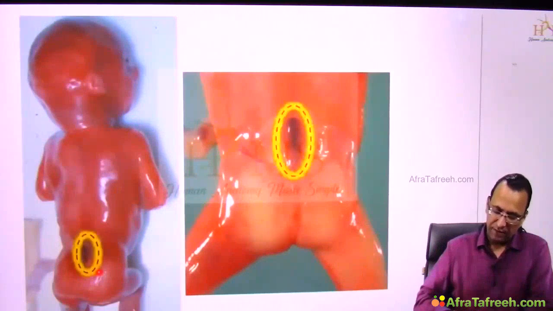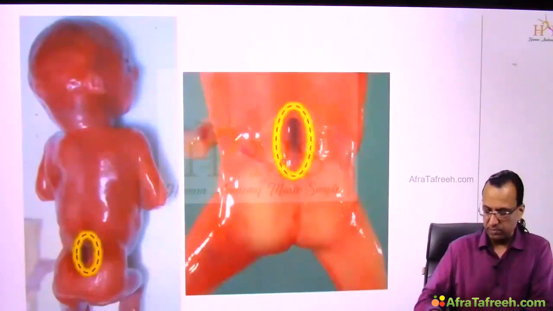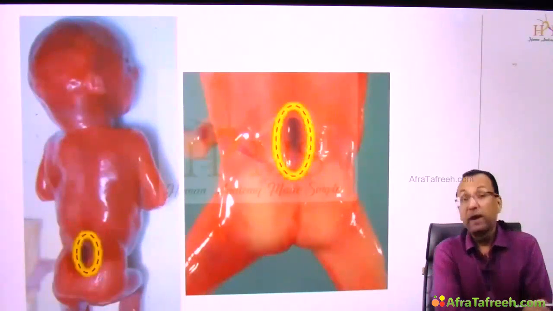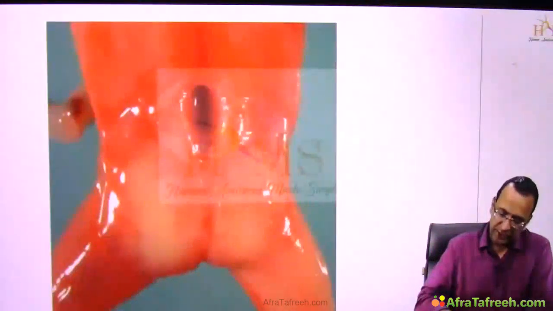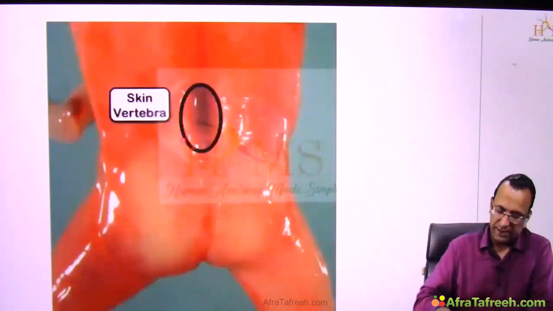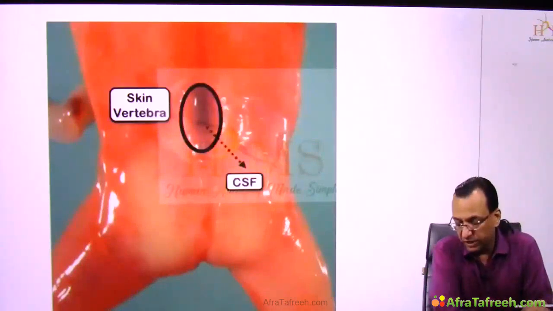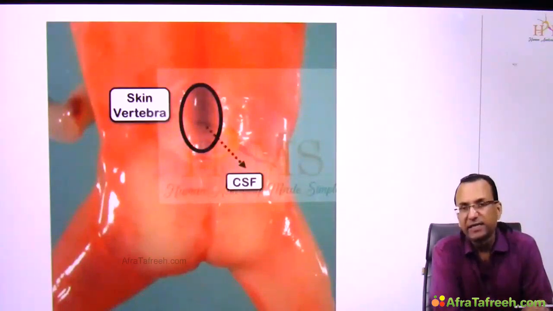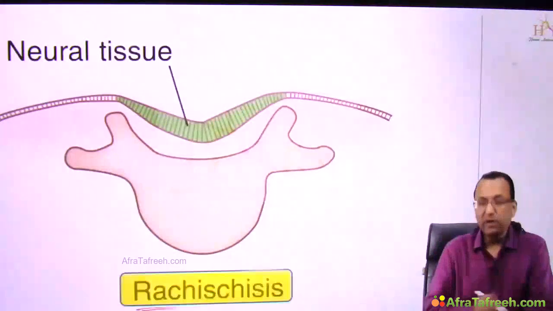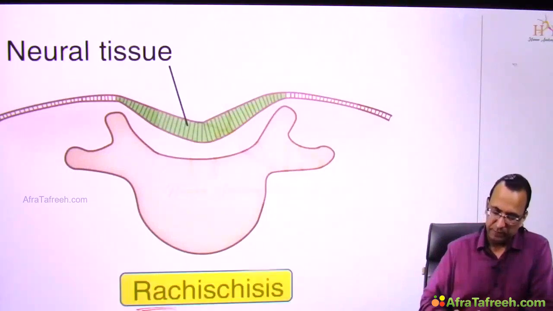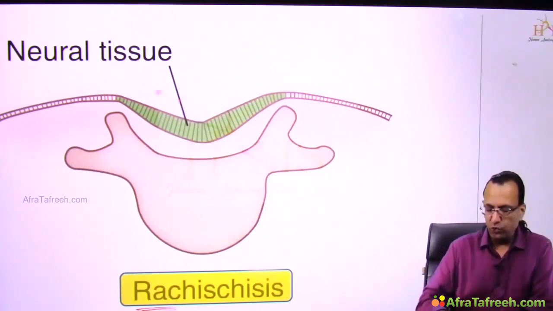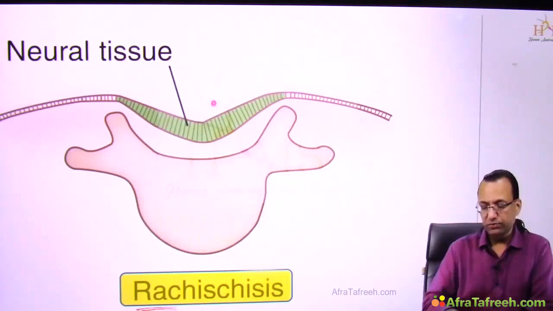So there is a defect in the skin, a defect in the vertebra, and a defect in the spinal cord also. And what is leaking outside? CSF is leaking outside, and bacteria is leaking inside, killing the baby. Can you understand why rachis happens? Rachis happens because the neural groove never became a neural tube.